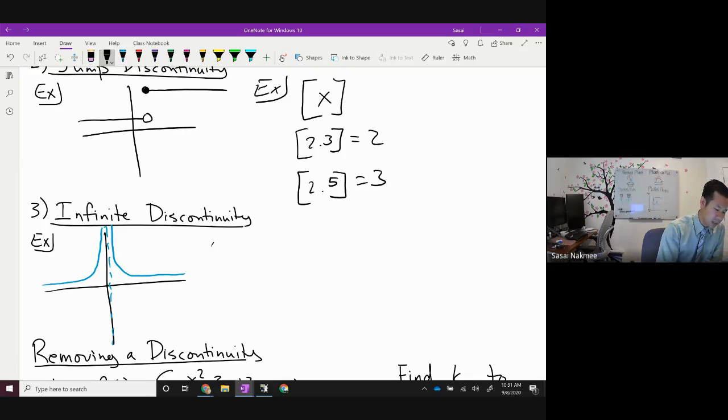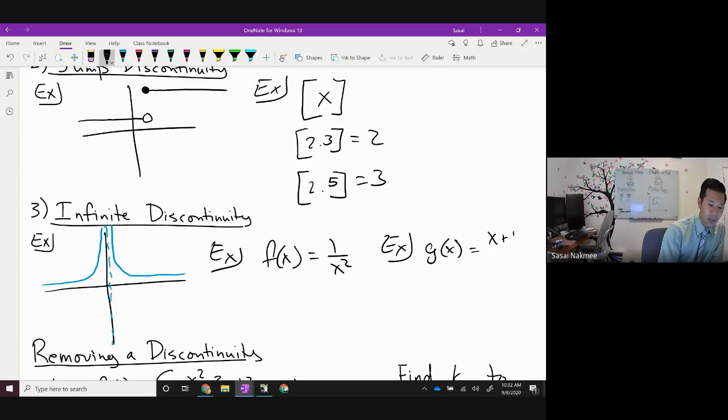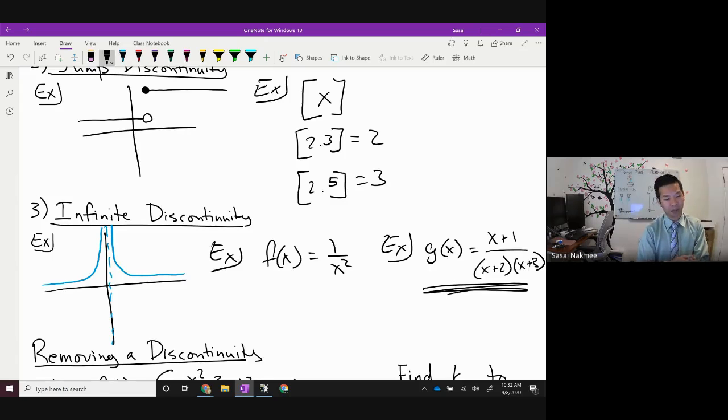And those functions tend to look something along the lines of the stuff that we've been looking at. So f of x equals 1 over x squared, for example, is one of them that has an infinite discontinuity at x equals 0. But you also have the ones where you factor and nothing cancels. So you can have something like f of x equals x plus 1 over x squared, x plus 2 times x plus 3, right? When your factors don't cancel, at -2 and -3, for example, in this case I'd have an infinite discontinuity at x equals -2 and x equals -3. Okay, so just keep that in mind.